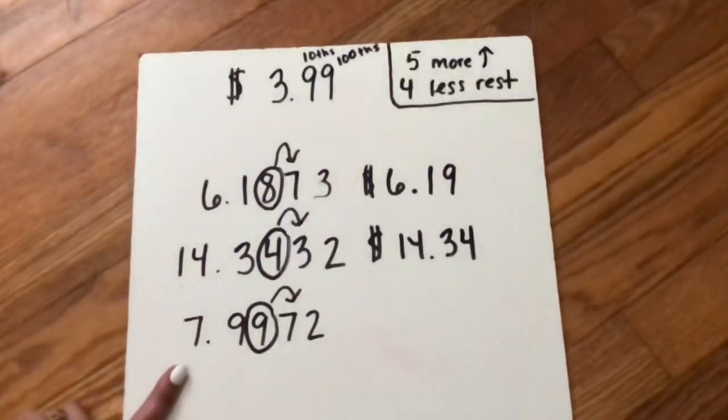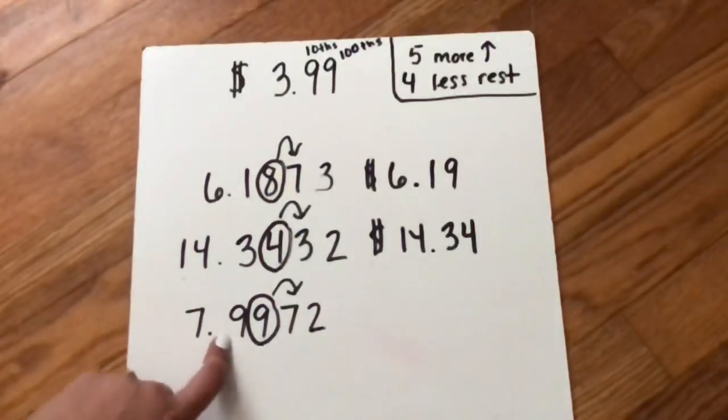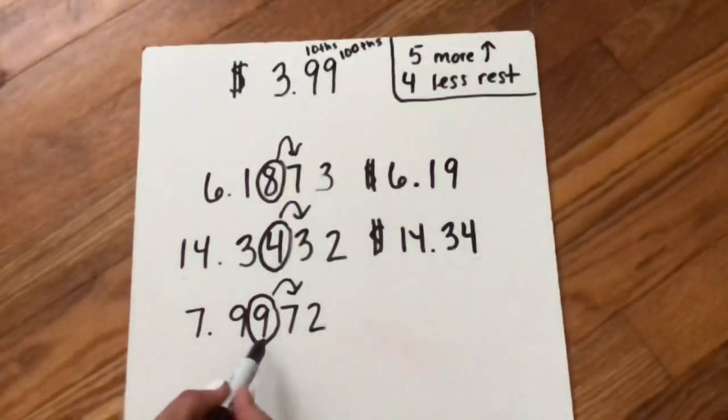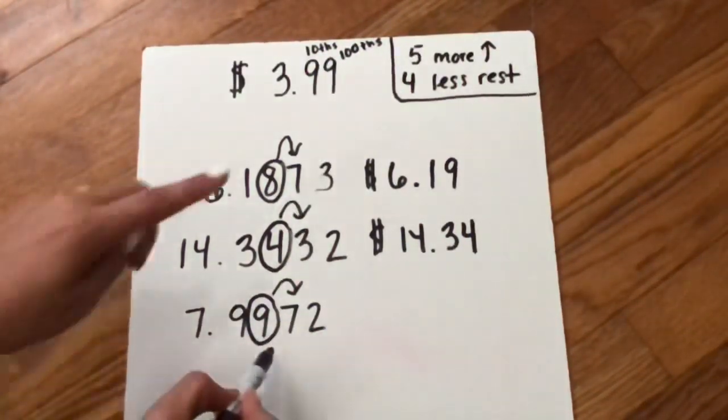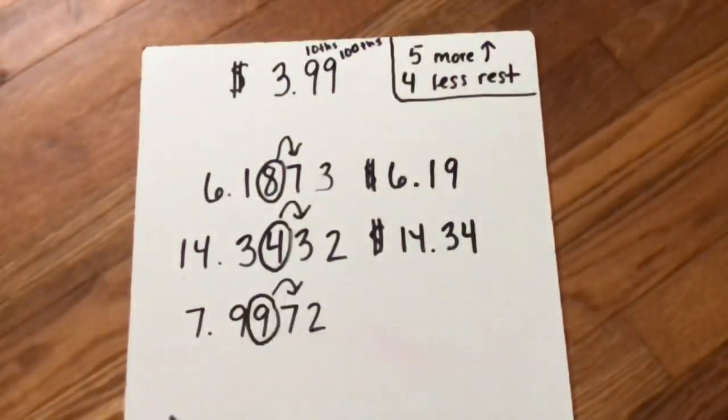Now this one can get a little tricky, so let's pay attention here. I have 7.9972. So I circled my 9, that's my second place value, my hundredths place, it's where I'm stopping. I looked at my right-hand man, that's 7. That's more than 5, so it's gonna soar up 1.